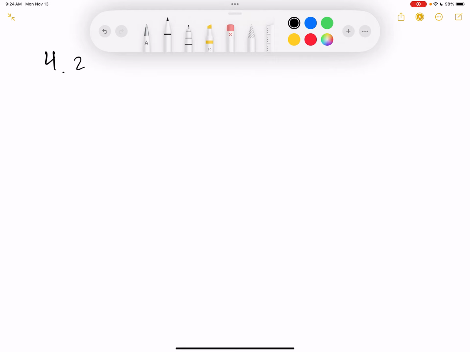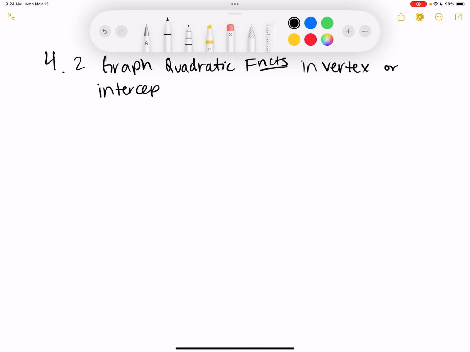4.2, graph quadratic functions in vertex or intercept form. So we did standard form last week. We're on to vertex and intercept form this week, or for this section.